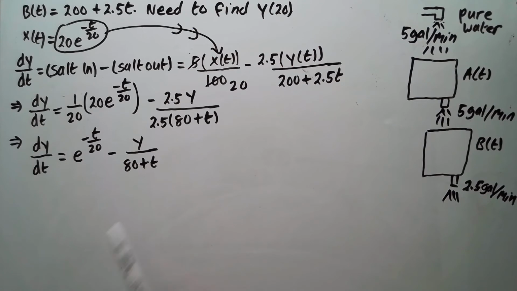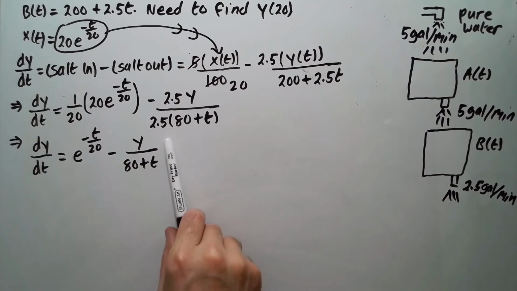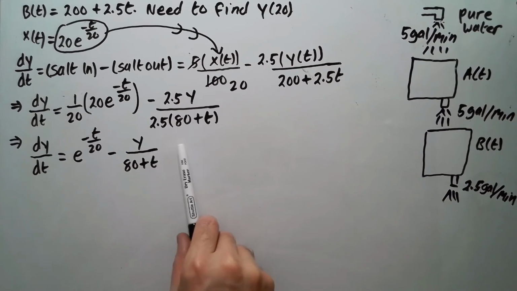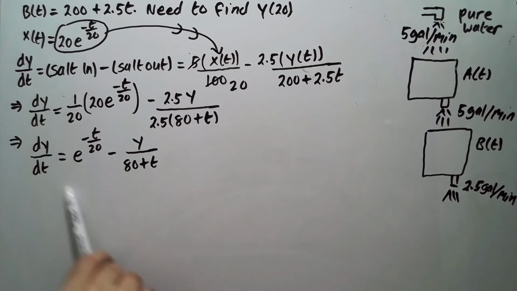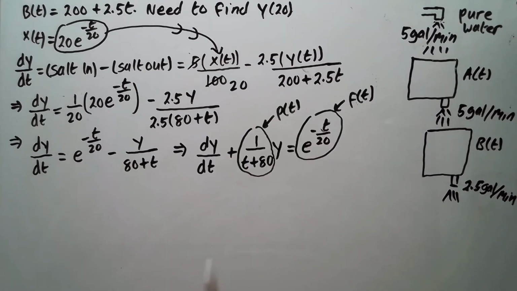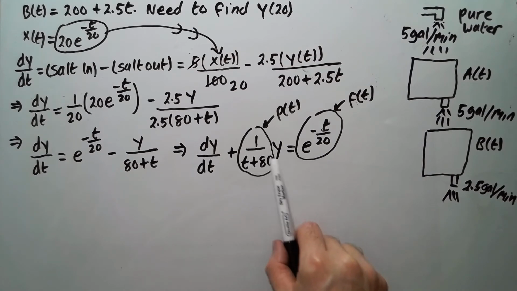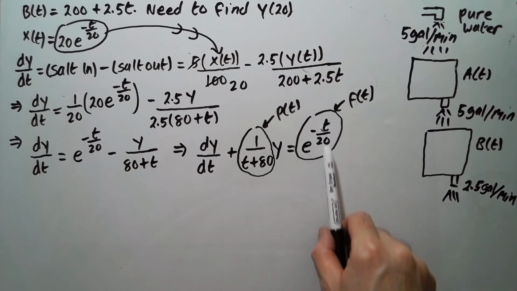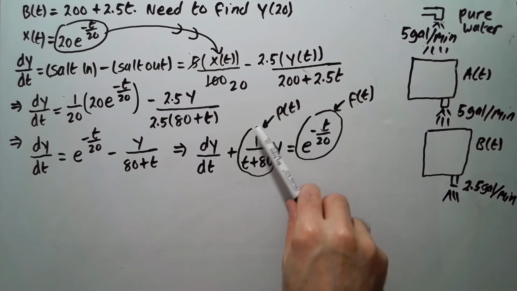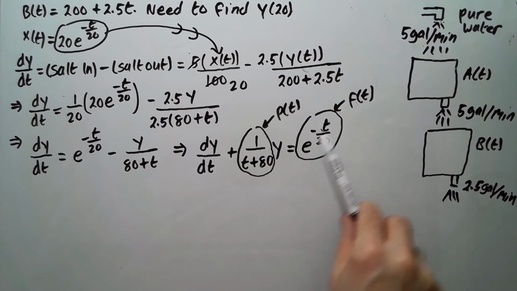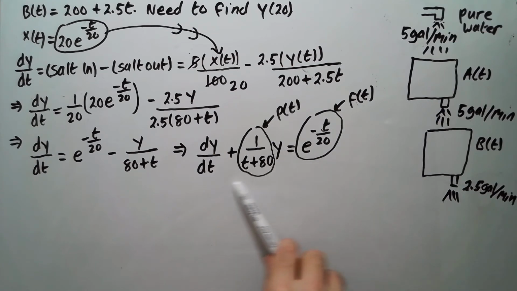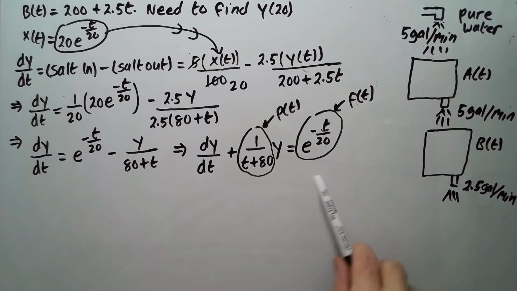Okay, and we need to recognize now that this is a linear differential equation. Let's write it in the form so we can apply theorem 1 to it. So let's take this guy over here. So doing that, we get dy dt plus 1 over t plus 80 times y equals e to the minus t over 20. So this would be your p of t. This would be my f of t. So I can apply theorem 1 to this now.